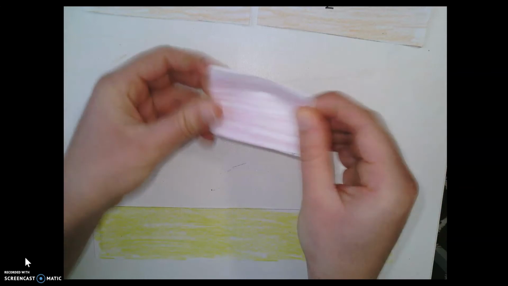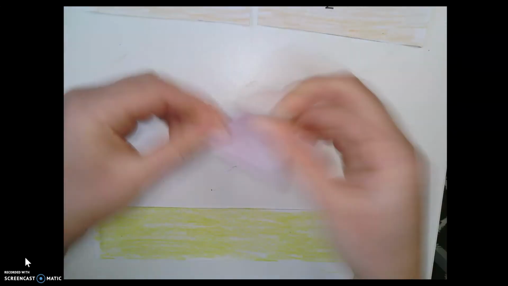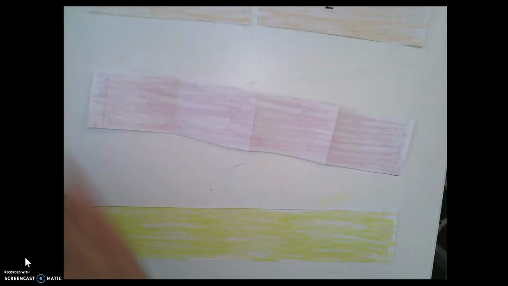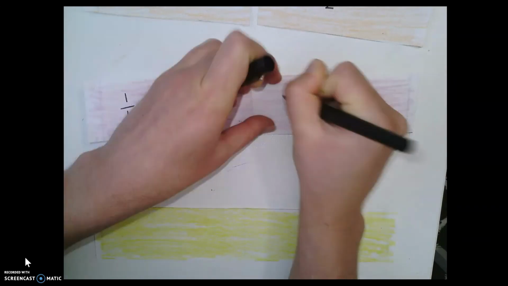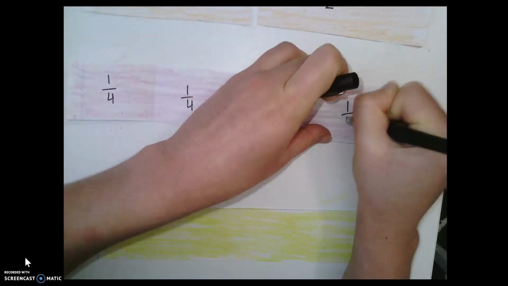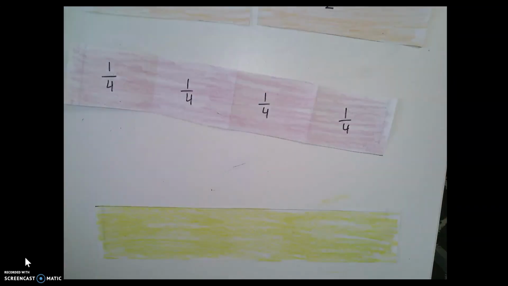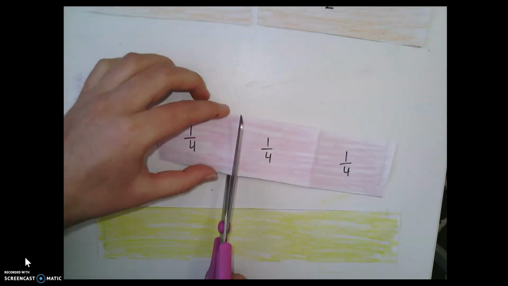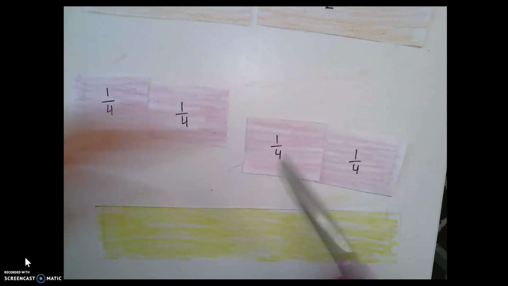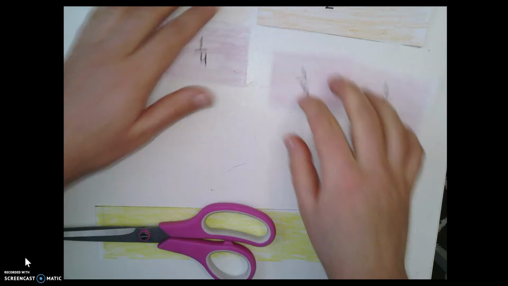Make sure your lines are nice and tight. You can kind of pinch it down like that. Then I'm going to unfold it and I'm going to label them 1/4, 1/4, 1/4, 1/4. And you should have 4 equal parts. Once you label them, you can cut them at each fold line. Don't cut off any more. Just cut it once at each fold line and you're going to have 4 parts. And if you notice, they're going to line up. They're still the same length as my halves.